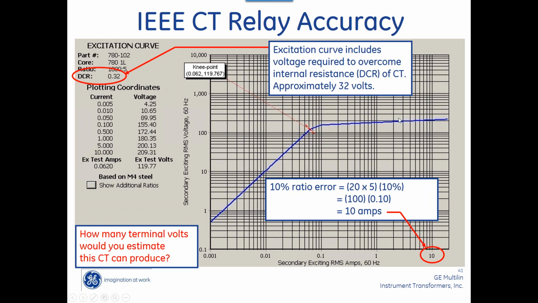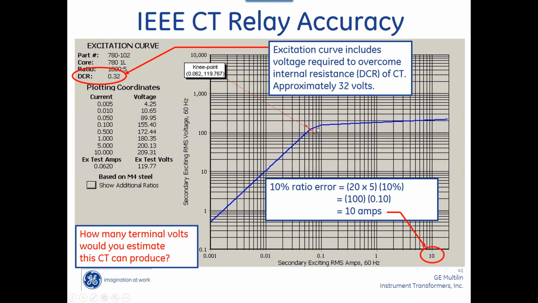No guesses? You'd guess about 200. It's a good guess, guys. It's actually at 10 times excitation. You can read over here, it's 209.31. Had to throw one trick at you. So this CT, and this is a 780 series, we actually call this a C100. Even though the CT can produce 200 volts, we only rate it at 100 volts. So a lot of times the manufacturers are very conservative in their ratings.